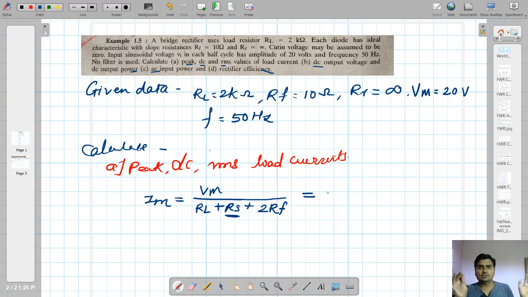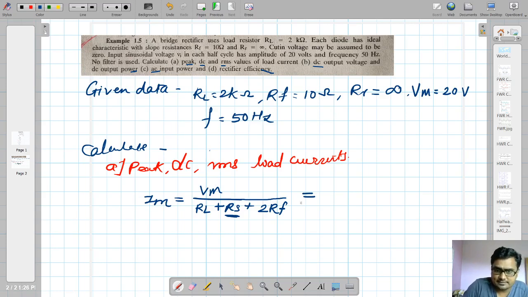Intentionally I am using bridge rectifier in this particular example because I just want to tell you that instead of RF, I have to use twice RF. That's what it is in the first case. Now put the values. Vm is equals to 20 divided by 2000. 2k means 2000 plus 2 multiplied by 10, that is 20. If I put all those values, then what I will get? I will get the value as 9.9 milliampere.